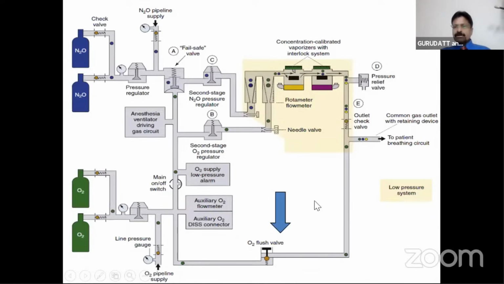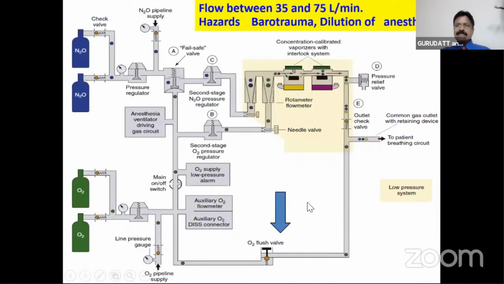So sometimes for the Patrick's test of the main circuit that I'll be talking about when I talk about the circuits. One problem with this is, when you unnecessarily activate the flush accidentally, it can produce barotrauma. And second thing is because it is bypassing the flow meters and then the vaporizers, it can produce dilution of the anesthetic and can produce lighter planes.